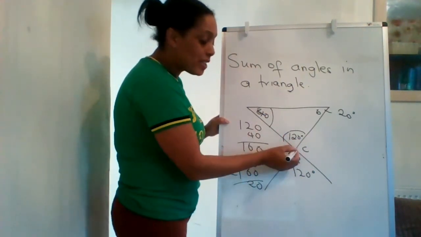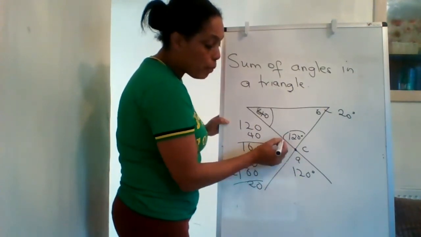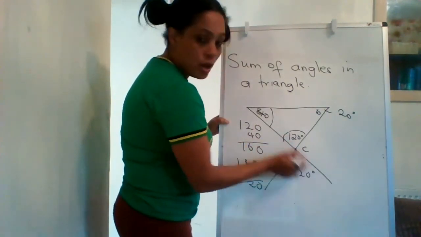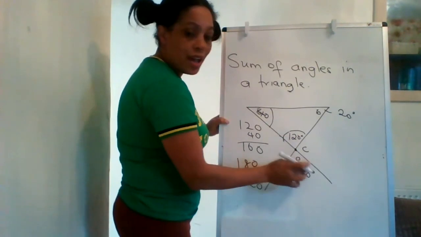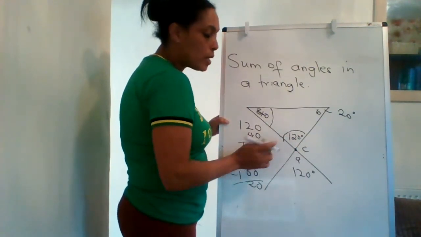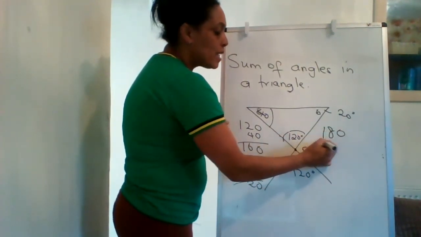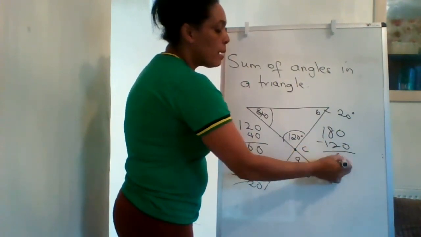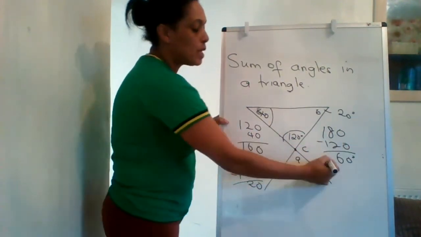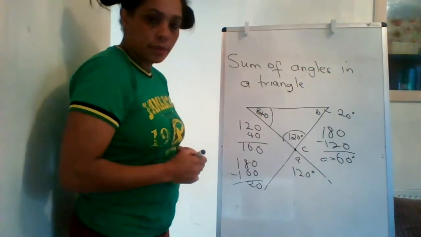Otherwise, I could just say, here I have my turning point, and there I have a straight line. So angles on a straight line add up to 180 degrees. So 180 take away 120, and I'm left with 60 degrees. So C will be equal to 60.